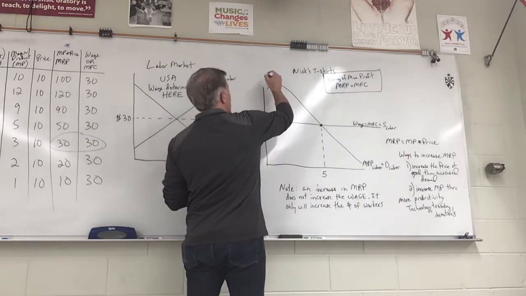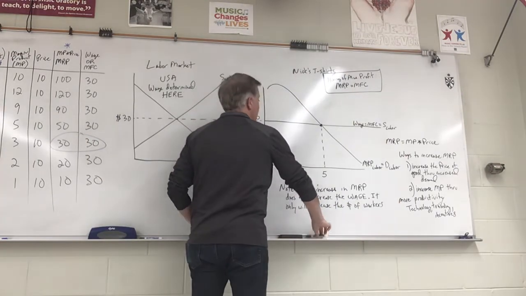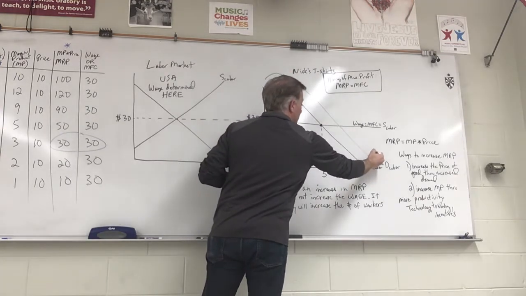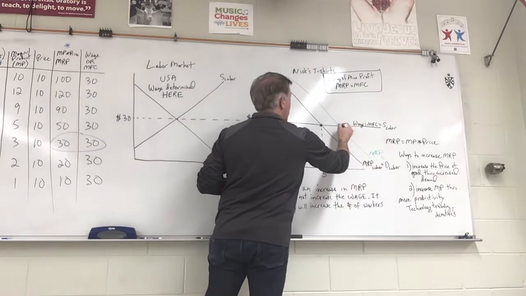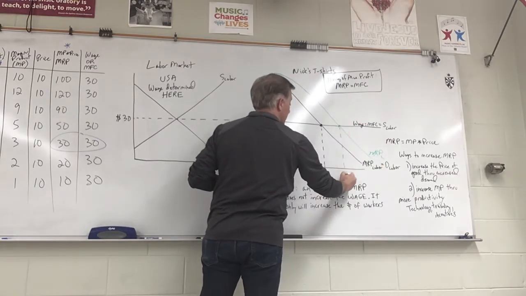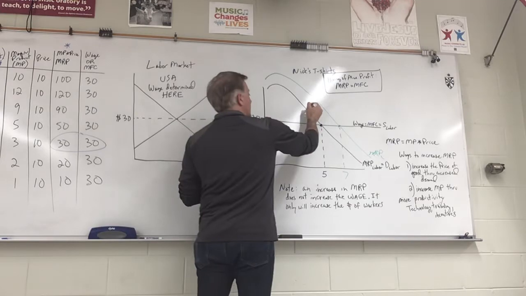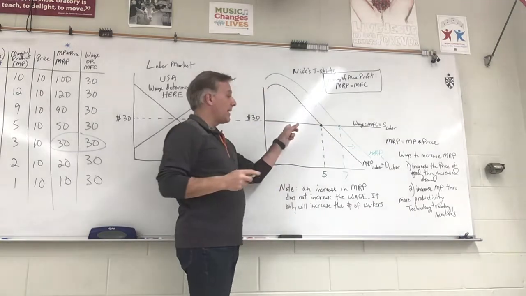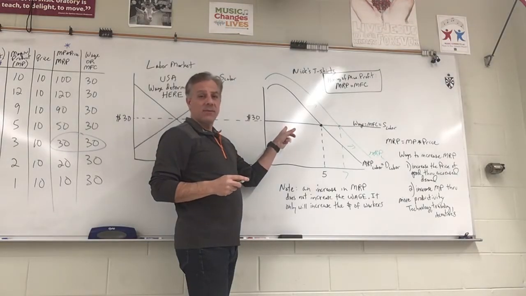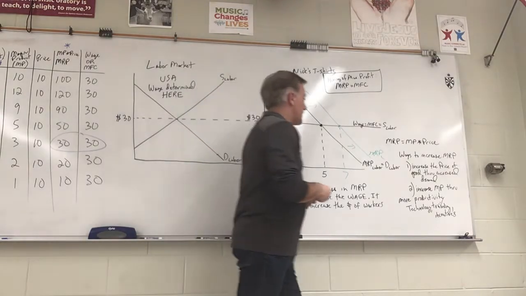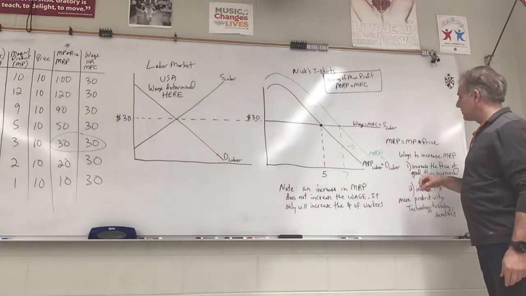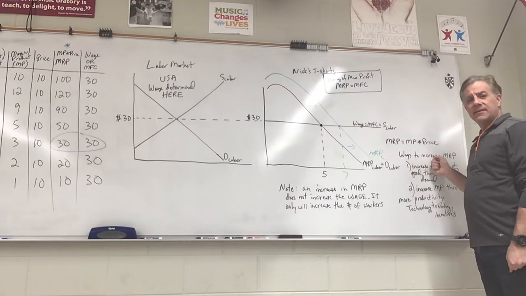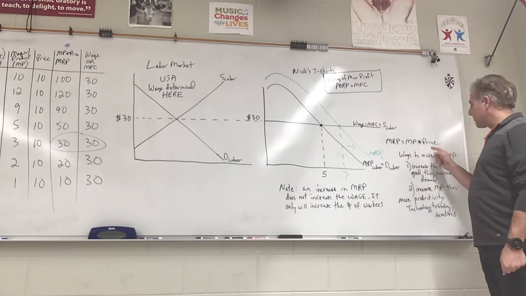And what'll happen? I'll use a different color here. We'll have a new marginal revenue product curve here, and we'll hire more workers, let's say 7 workers, because our demand for labor for the firm has increased. But notice, the wage has not increased. The wage stays the same, all right? 2 ways to increase marginal revenue product: either increase marginal product or the price.